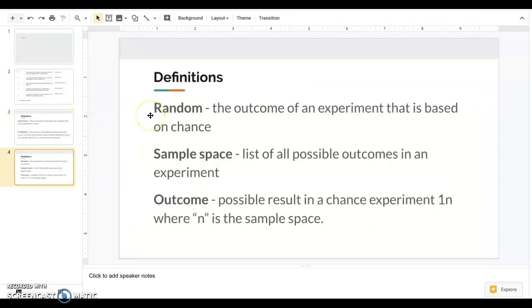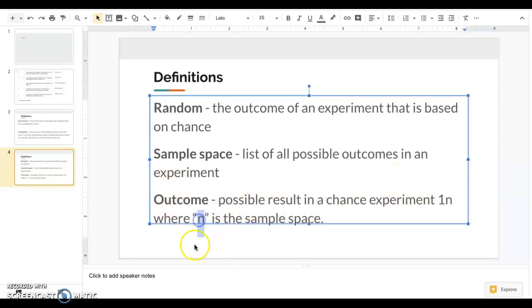If I use random, that means it's the outcome of an experiment that is based on chance. And so that is what random has always meant. Sample space. If I use that word, you are to list all the possible outcomes in an experiment. Well, what are outcomes? That's always the next question when a word we might not know is in a definition. Well, an outcome is the possible result in a chance experiment. So I'll talk about that here in a minute, but you might see the variable n. N is the sample space.